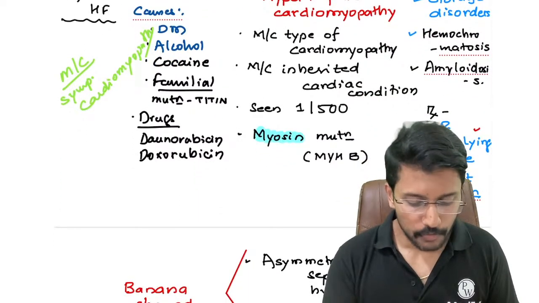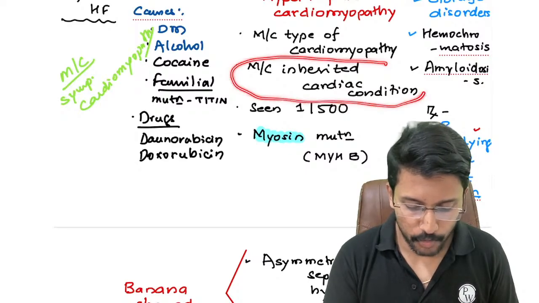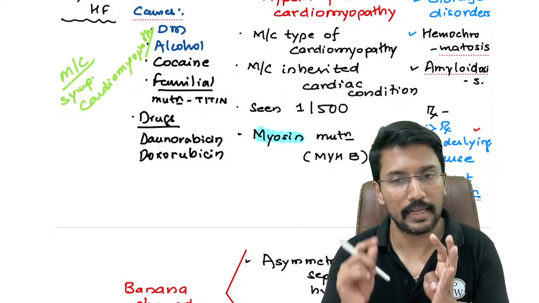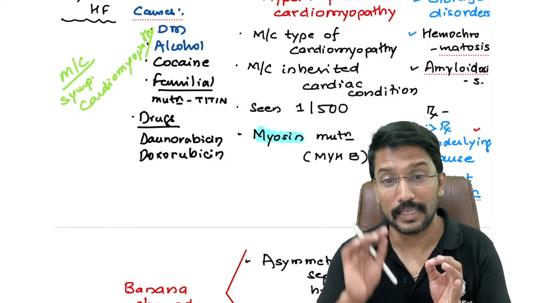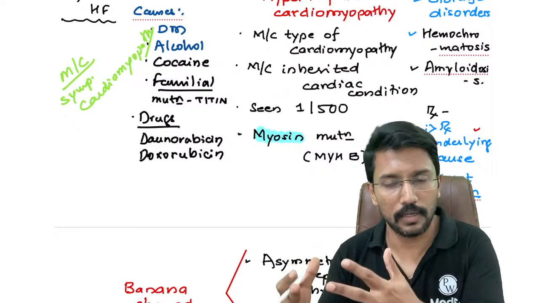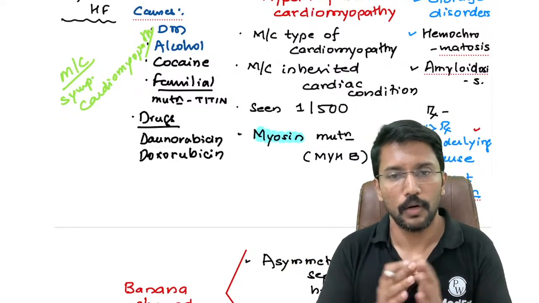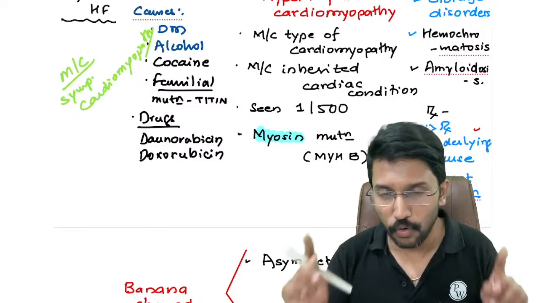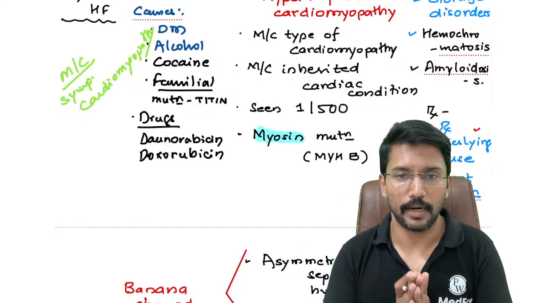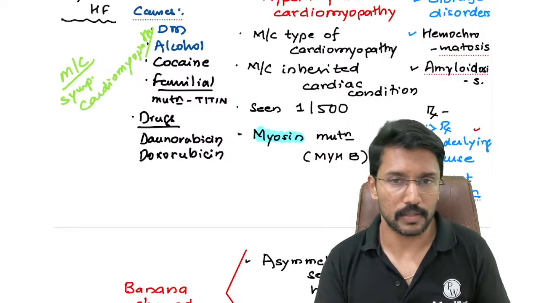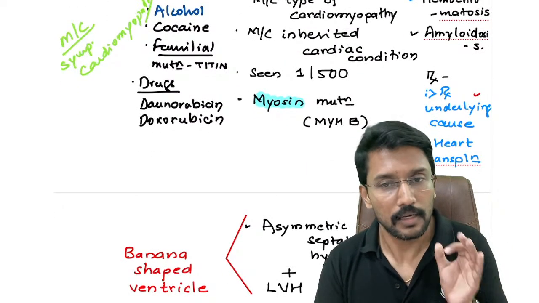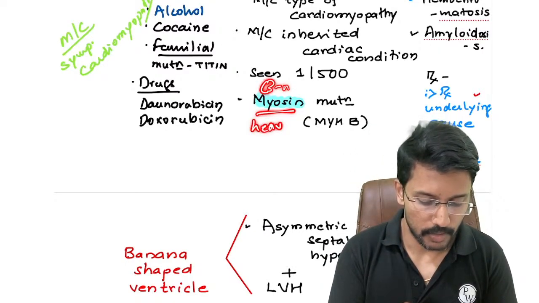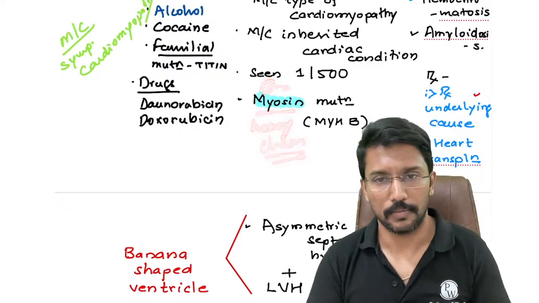Okay. Apart from that, one more important point is that hypertrophic cardiomyopathy is the most common inherited cardiac disorder. The most common congenital heart disorder which leads to some clinical consequences is going to be VSD. The most common inherited valvular heart disease is bicuspid aortic valve, and the most common overall inherited cardiac disorder is hypertrophic cardiomyopathy. It is seen in 1 in 500 births, and it is due to mutation in the beta myosin heavy chain gene.